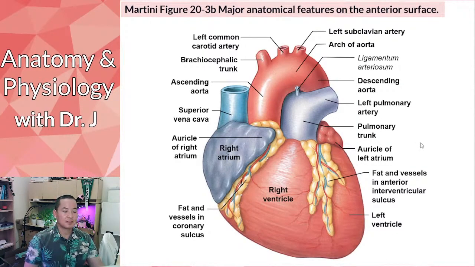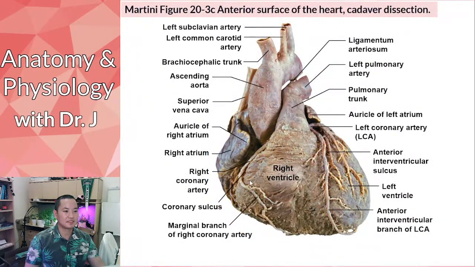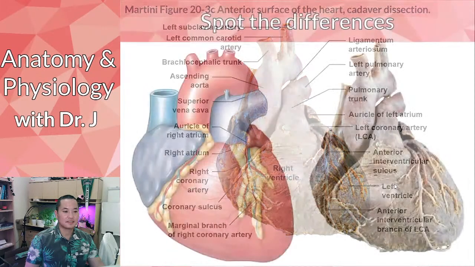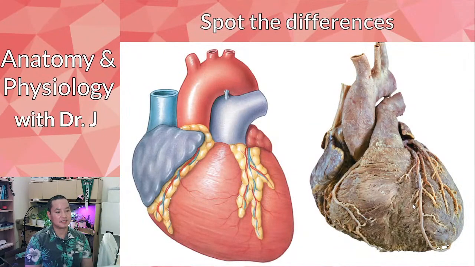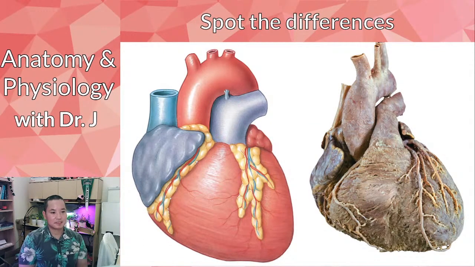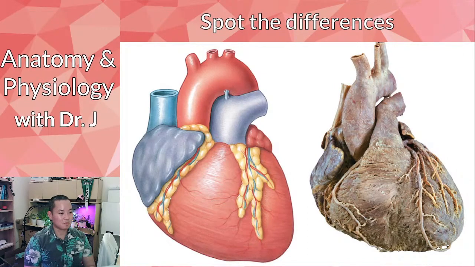Okay, so we talked about the inside of the heart. Now let's talk more about the outside parts. So what we see here, oh wow, we have a lot of structures here. We talked about the chambers. Now let's talk about all these vessels and everything. So what do we see here? What's the big difference between this and this? Take a few seconds, think about it.